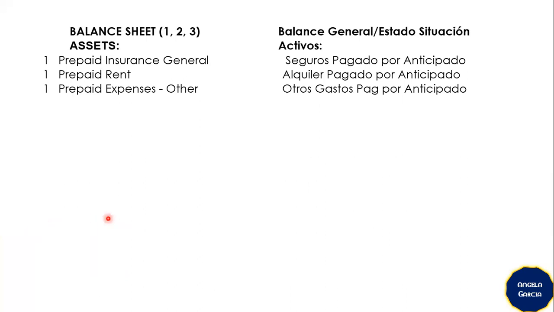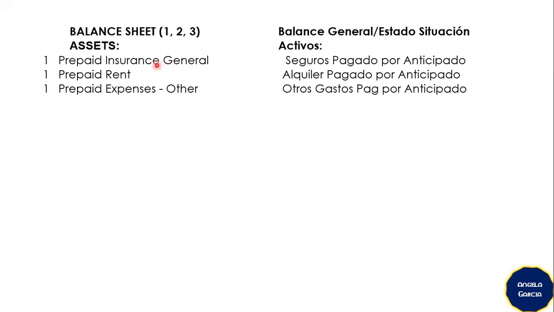Let's see the last group of assets accounts on the balance sheet. With this group, we are finishing up for today the assets accounts in the balance sheet. So we have prepaid insurance general. That is when the company needs to pay in advance on insurance. Most companies are paying insurance in advance.